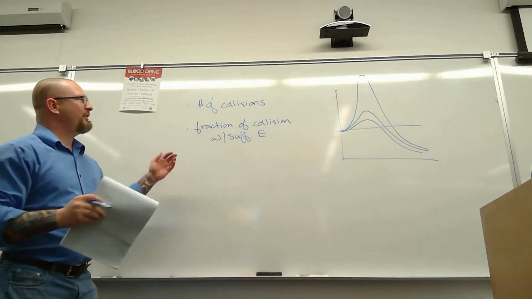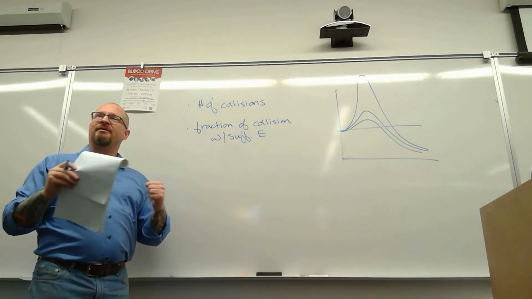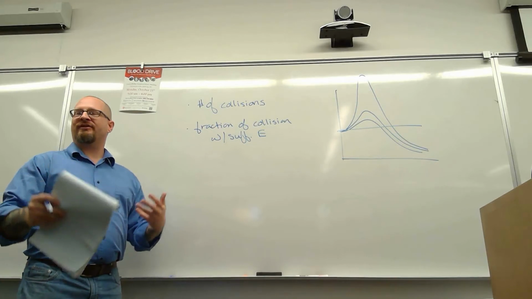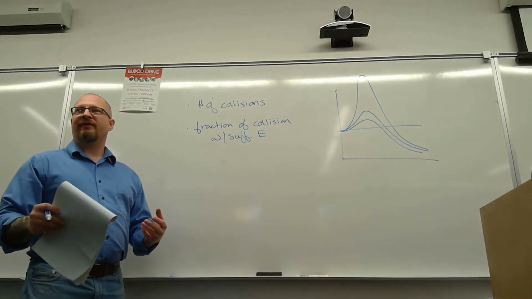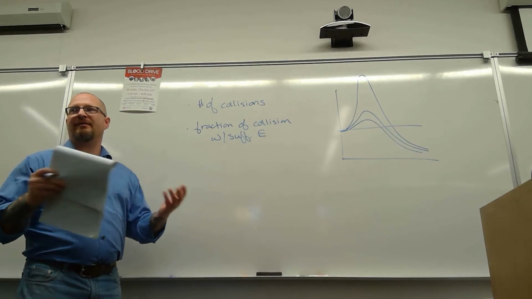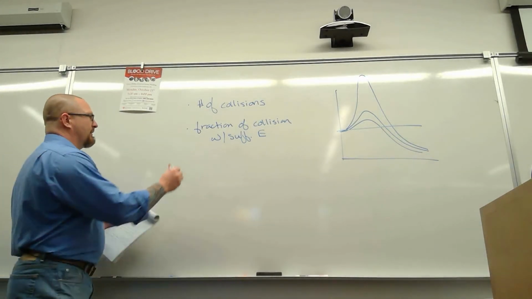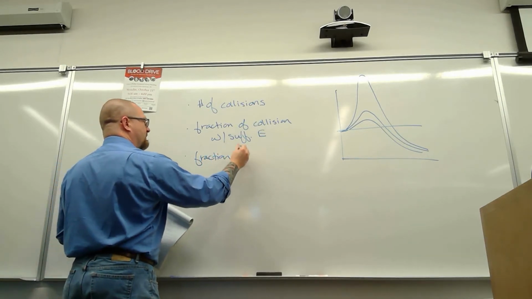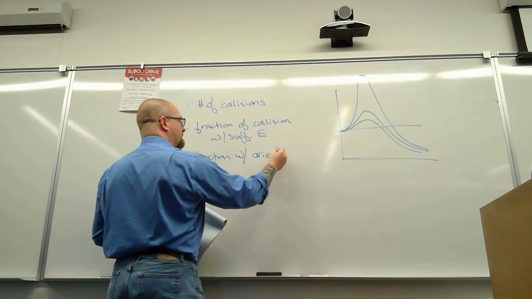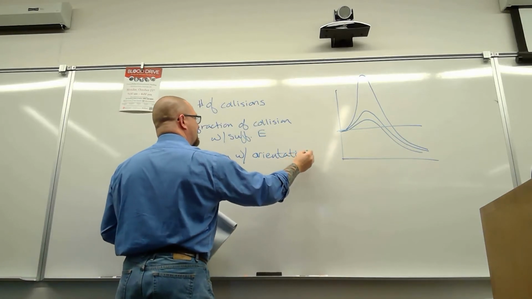More importantly, if you have a soft collision because you don't have a lot of energy in the system and there isn't a lot of excitement and a lot of motion and vibrational energy, then they can collide, but then nothing happens. And then lastly, you need to have a certain fraction with proper orientation.